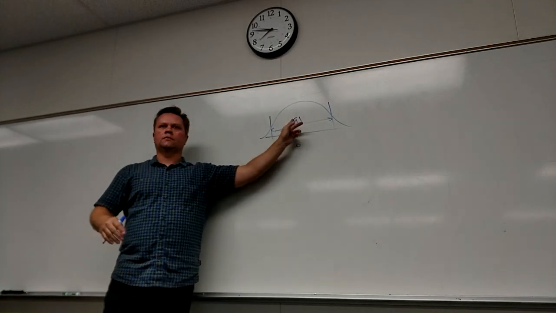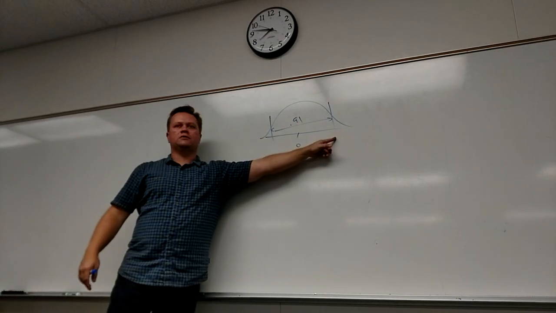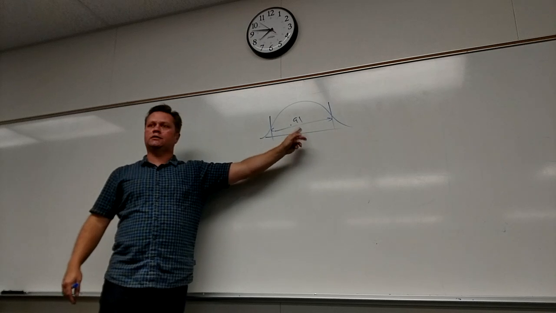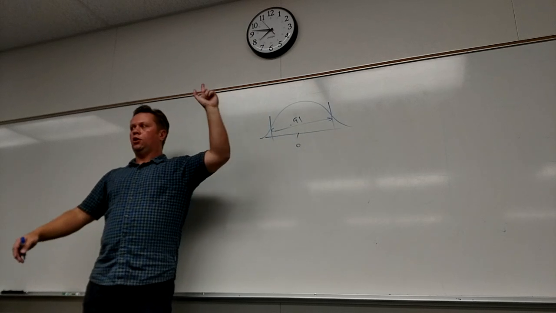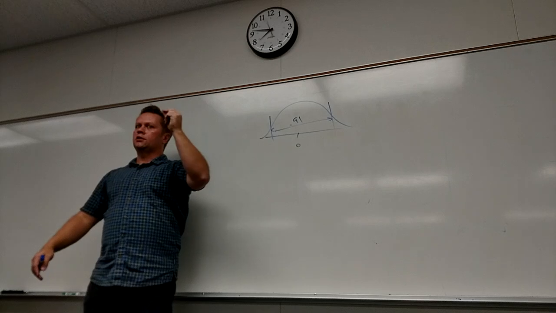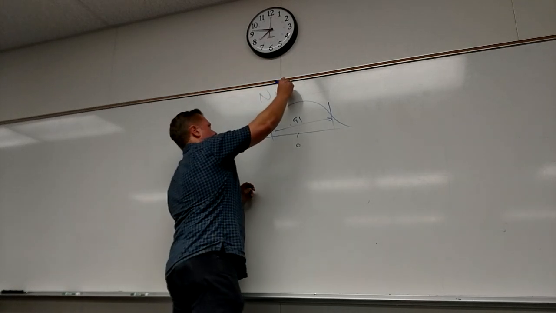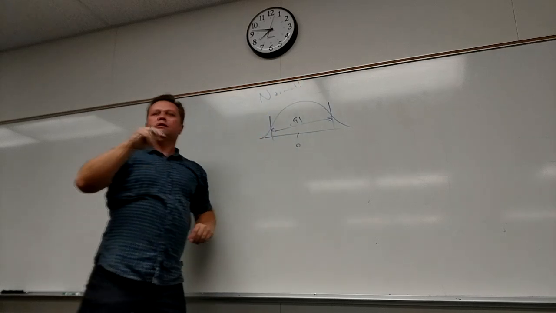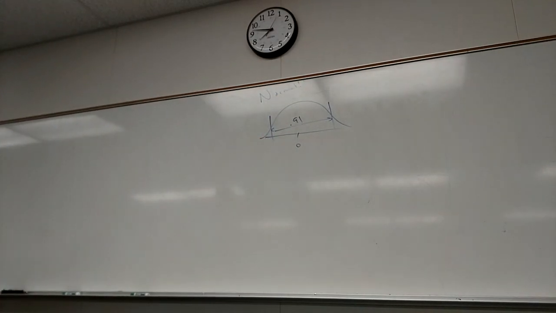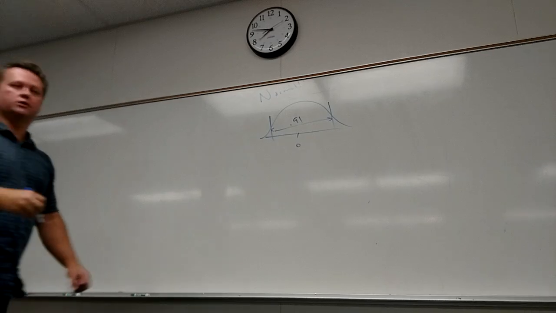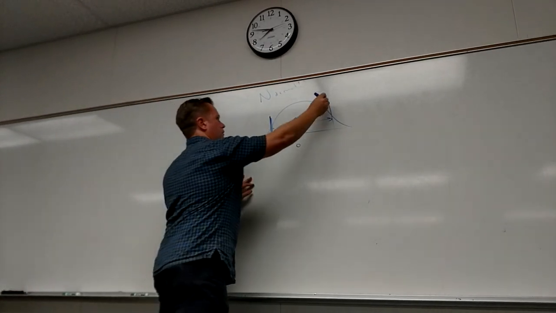So how do I find those z-scores? Does the chart understand this area at all? What are the only areas that the chart understands? Because I told you this is normal, right? That's why I drew this. But what are the only areas that the chart understands? The area below a z-score. Well, what z-scores do I want? I want this one, and I want this one.